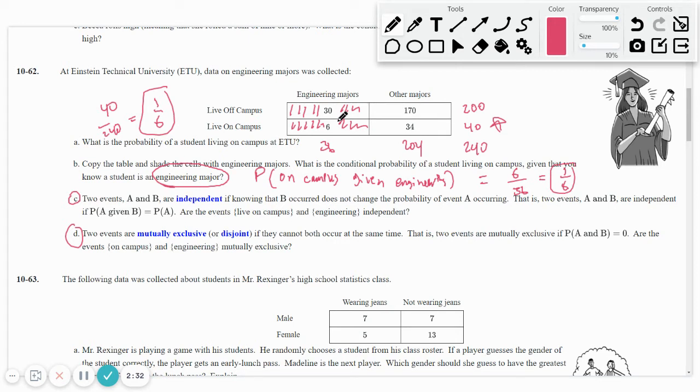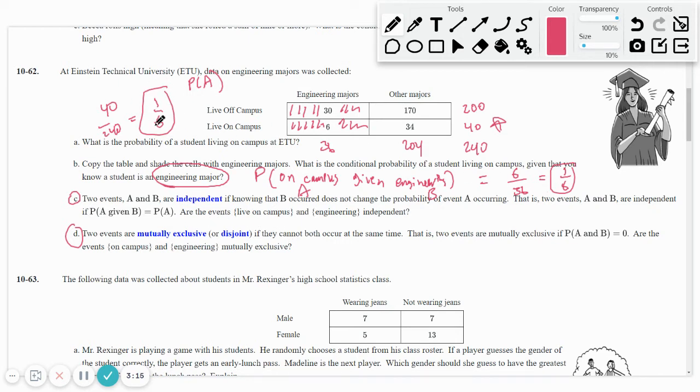So here's where the vocab words start to begin. Part C, two events A and B are independent if knowing that B occurred does not change the probability of event A occurring. That is, two events A and B are independent if the probability of A given B is equal to the probability of A. So for part A, this was asking what is the probability of a student living on campus. That's the probability of A, living on campus. Over here, this is the probability of on campus given engineering, which is the event B. So if these two probabilities are equal, then they are independent.